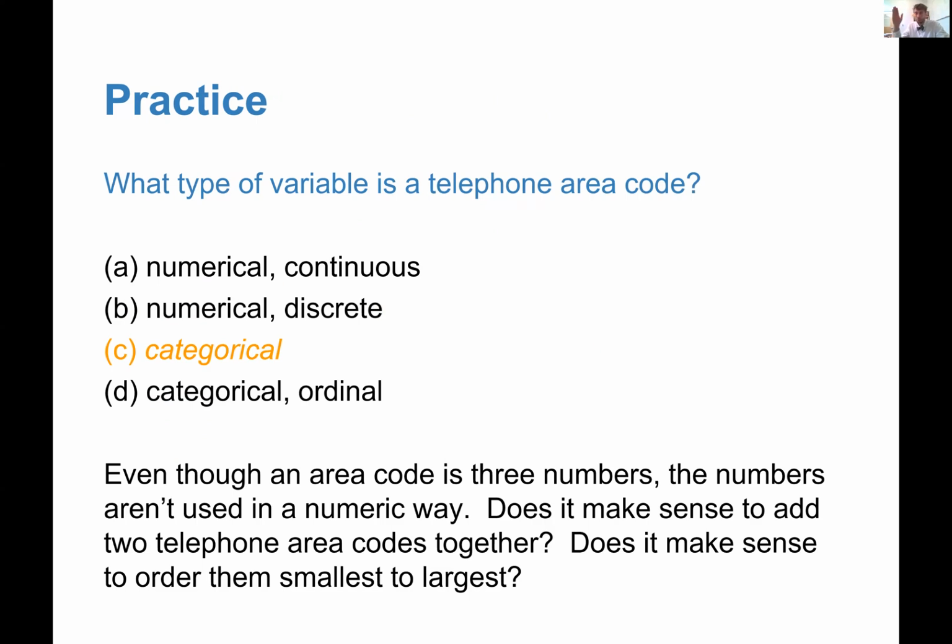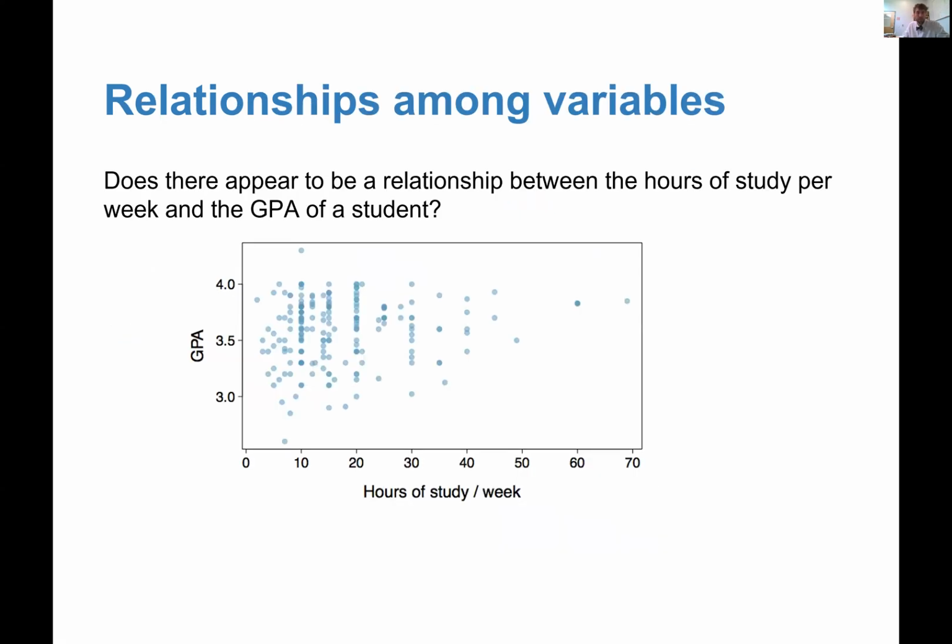The answer is categorical. It's not numerical because averaging people's phone numbers doesn't make any sense. And it's not ordinal because who orders their friends' telephone numbers from smallest to largest? Nobody does that. So it's just plain categorical, even though it's numbers. You have to think about how the numbers are actually being used.